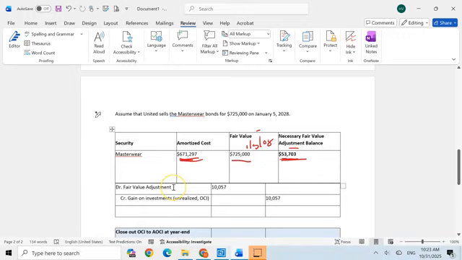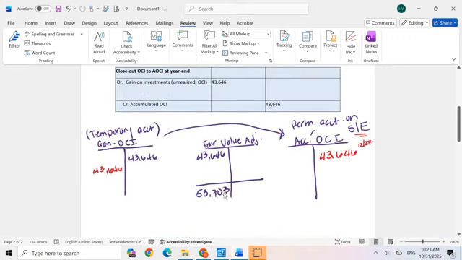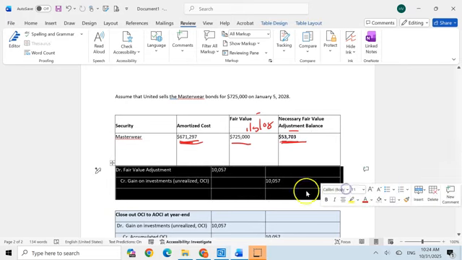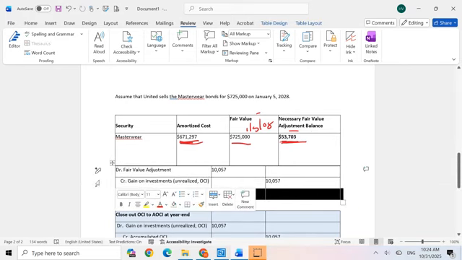So then we're going to book just an adjustment to the fair value for 10,057. So we're going to book this entry right here. 10,057 is going to be our debit to fair value, right? And now we're going to credit the gain account again for 10,057 to make our journal entry. That's our journal entry on 1/5/08 right here. This is what we're looking at right here, okay?